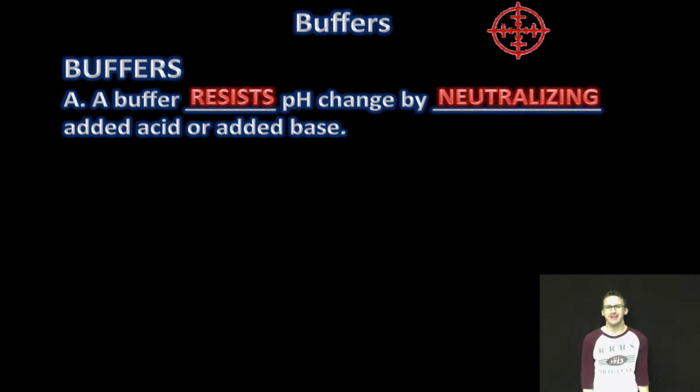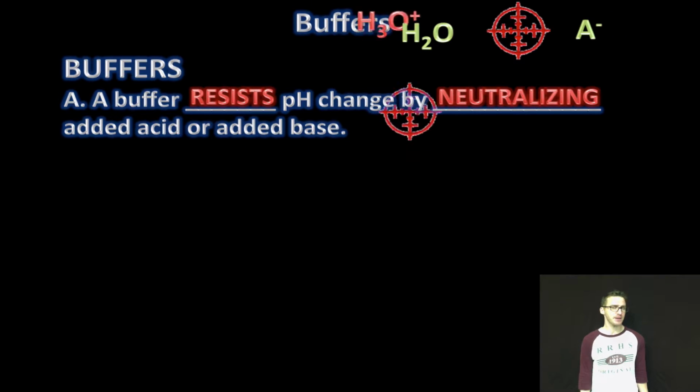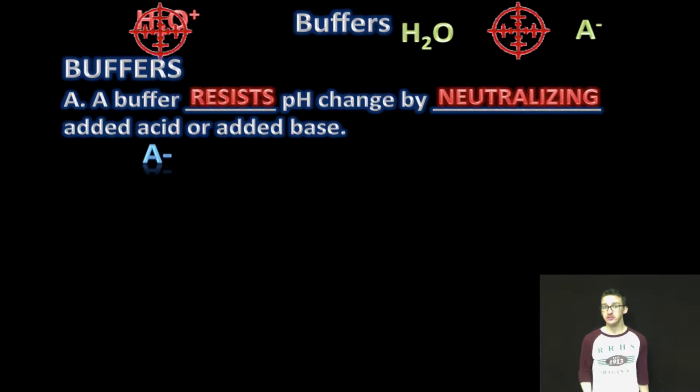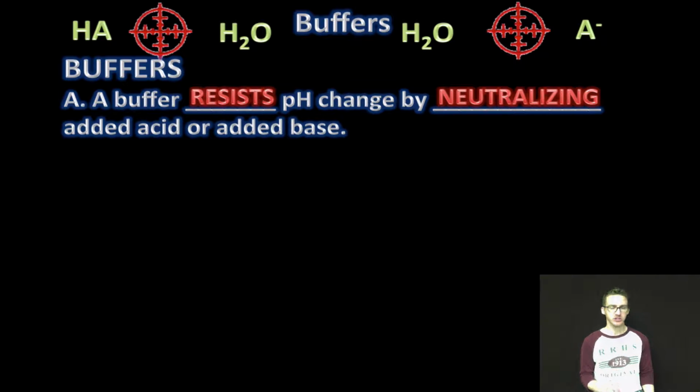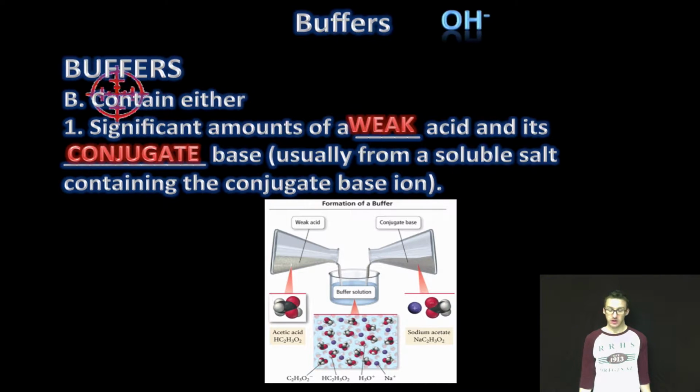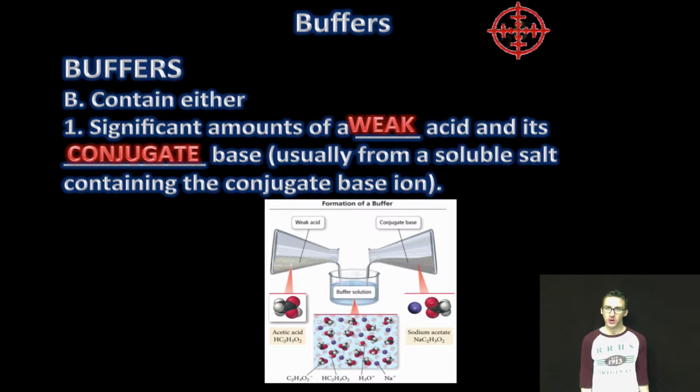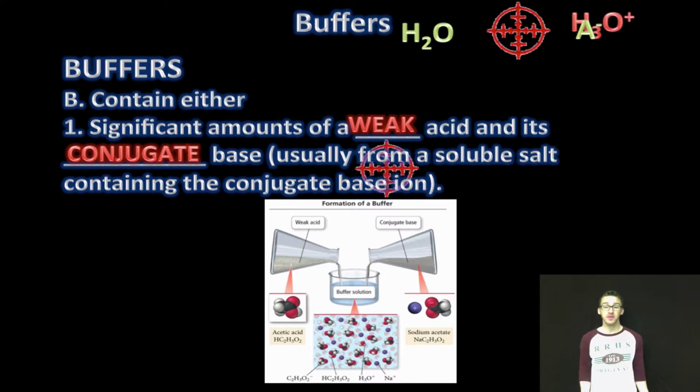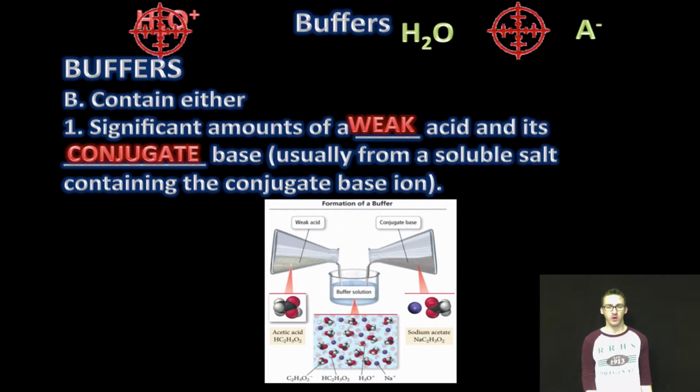First thing, what the heck is a buffer? We need to define it. Well, a buffer is going to resist pH changes by neutralizing any added acid or added base. Again, it's just a solution that will resist changes in pH. All right, well, now we know what a buffer is. What is a buffer made up of? What does there need to be in order for us to be able to resist changes in pH?